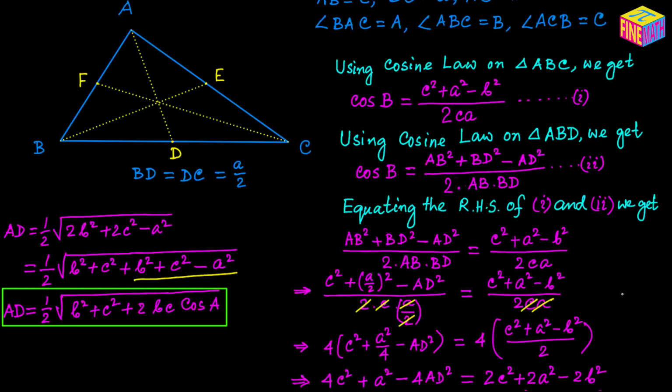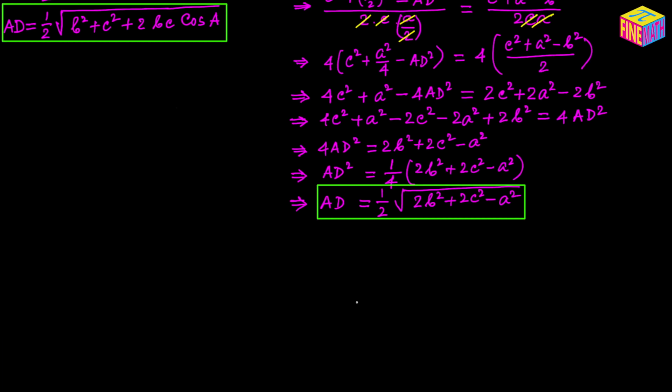Let me just make a summary note here. I'm not going to go into the derivation of the two other lengths. I'm just simply going to write down the formula here. You can try the same technique and you will be able to come to the same formula. Now the length of BE will be like this. The length of BE will be half of the square root of 2c squared plus 2a squared minus b squared.